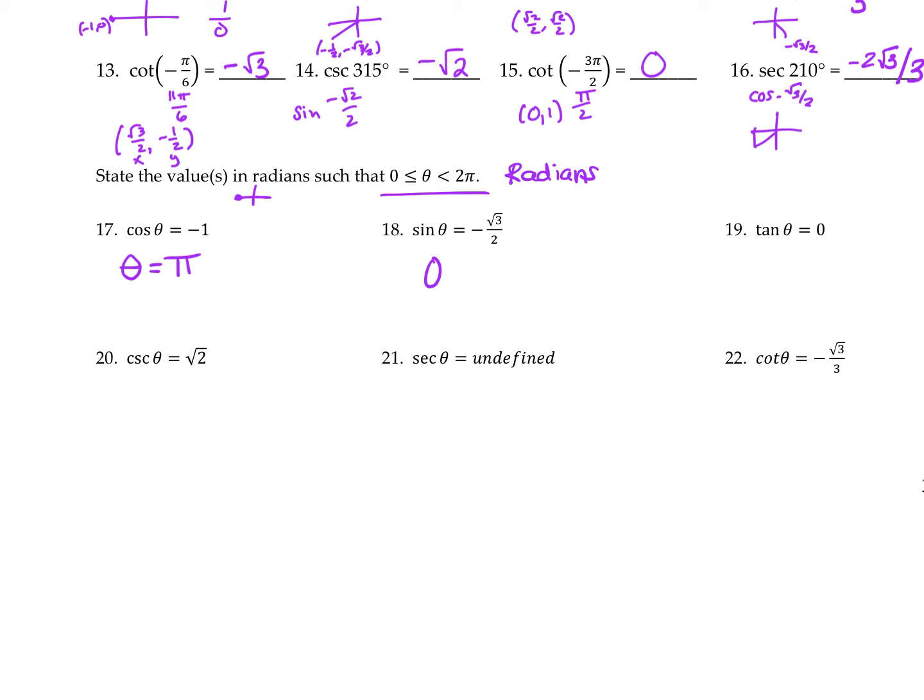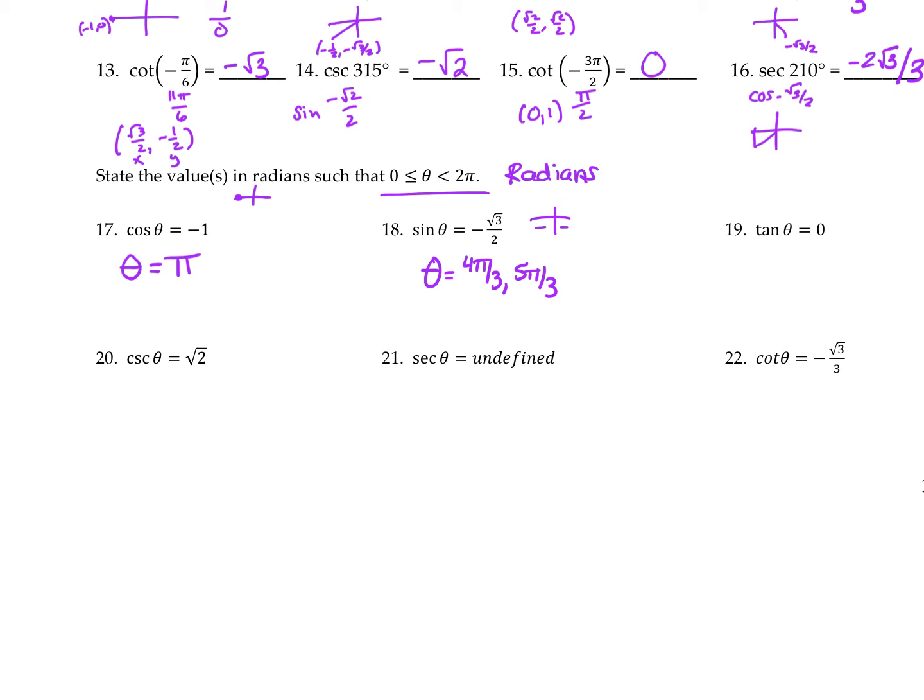When is sine, or when is y, negative root 3 over 2? Well, sine is only negative in quadrants 3 and 4. And if it's your sine, that means it's the pi over 3. So it's going to be 4 pi over 3 and 5 pi over 3.